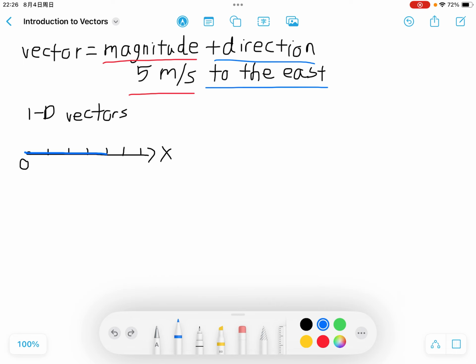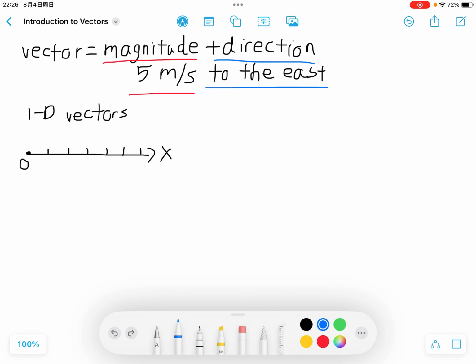Now, if we don't have the arrow, this value here would be 4, right? It's 4 units to the right of the origin. So this is just a scalar. Now that we have an arrow, it's a vector. It has a direction. So this means that the direction also decides whether the vectors are the same or different. So this vector is different from this vector.